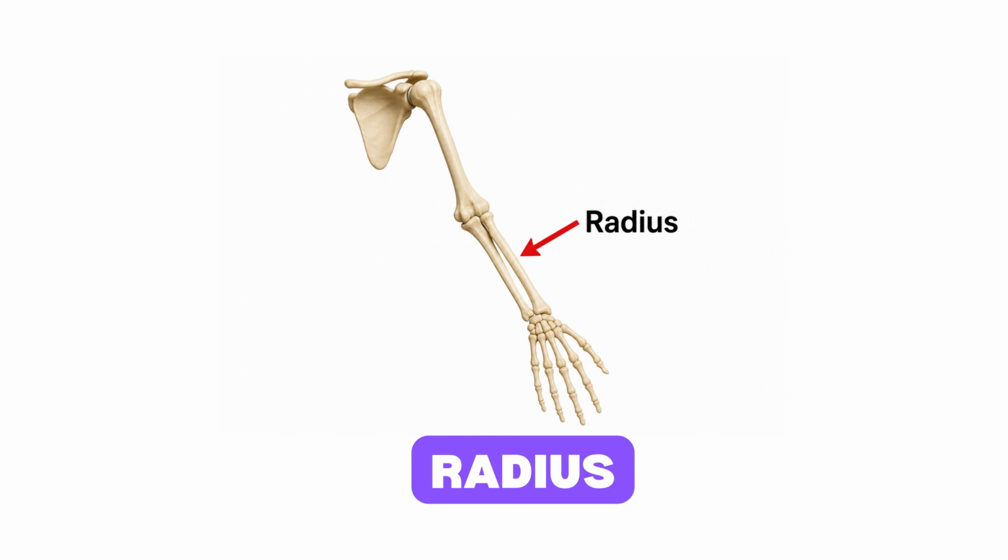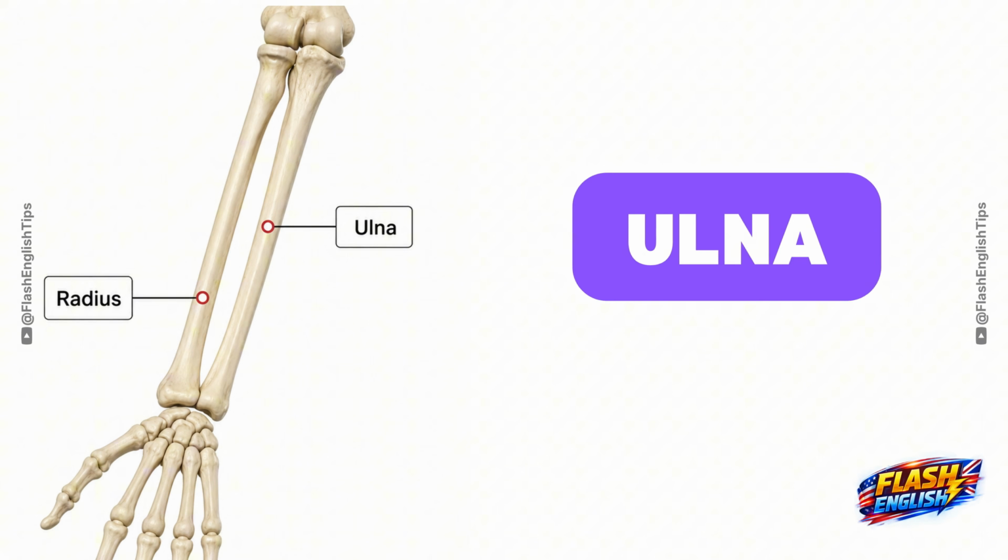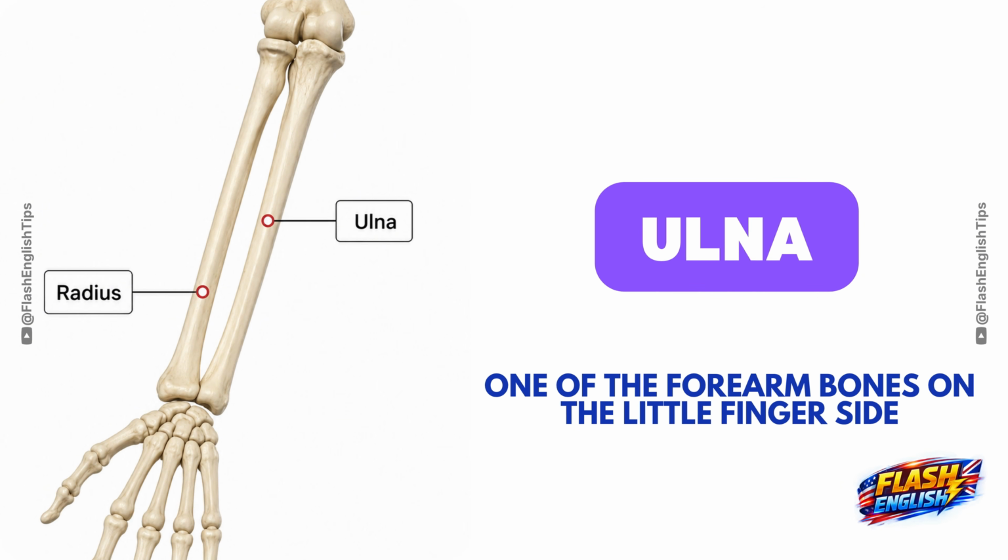Radius. Ulna. Ulna is the forearm bone on the little finger side.